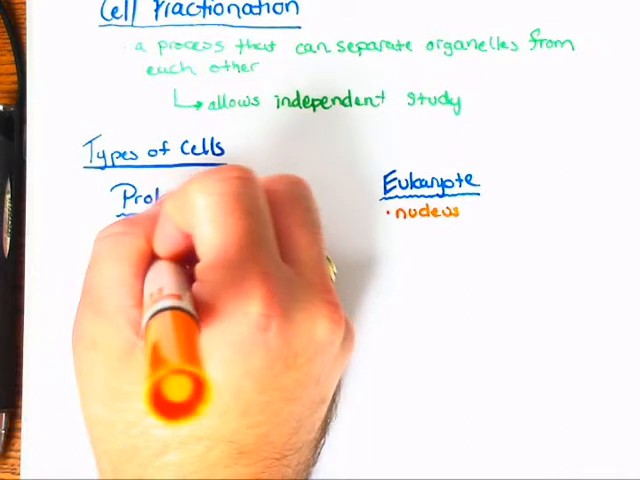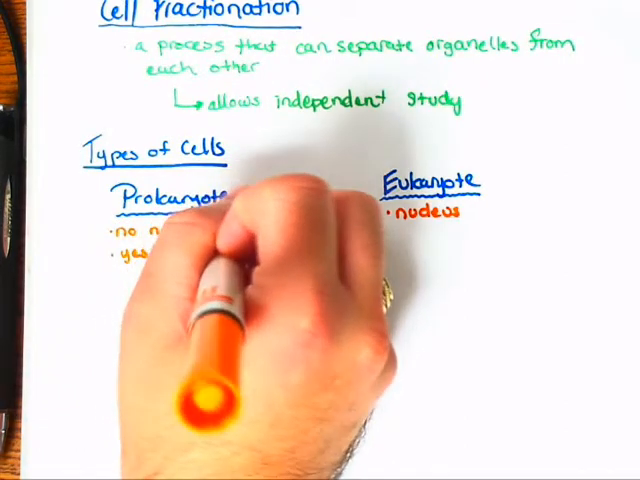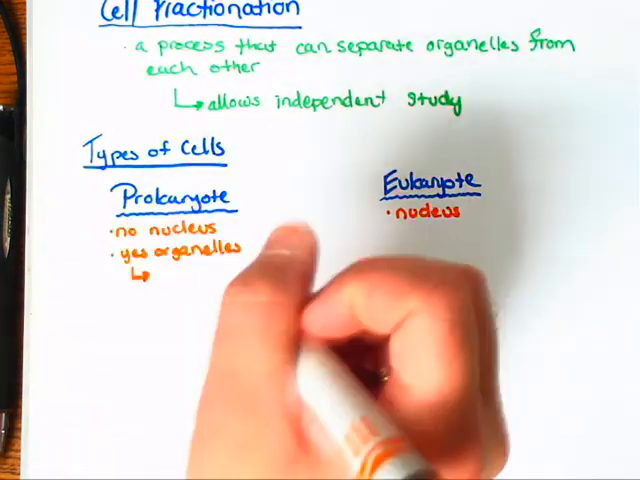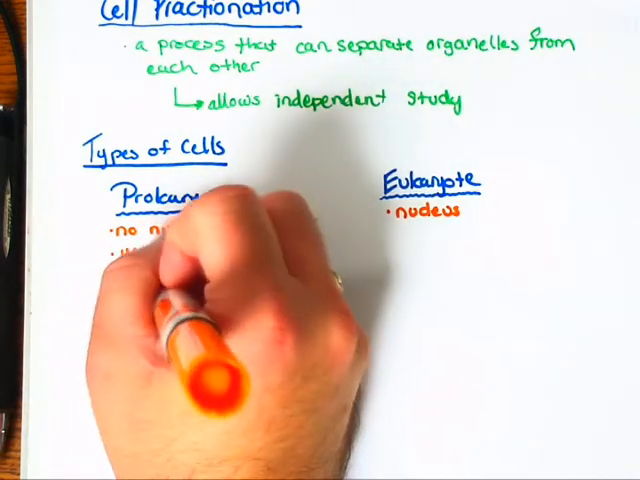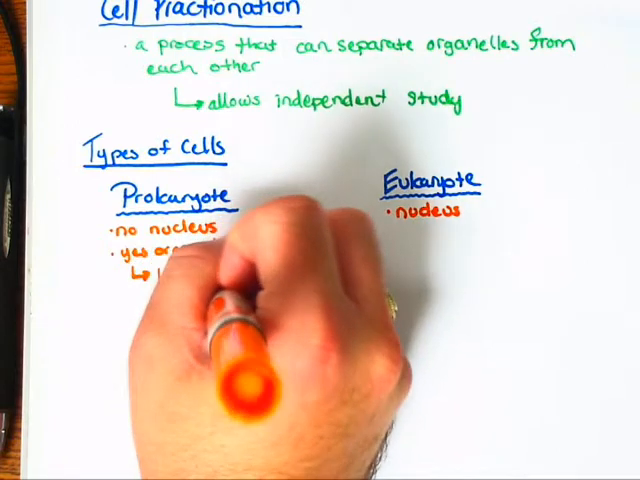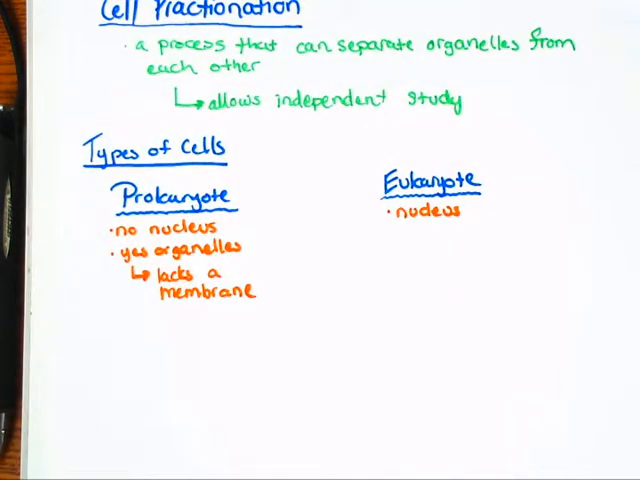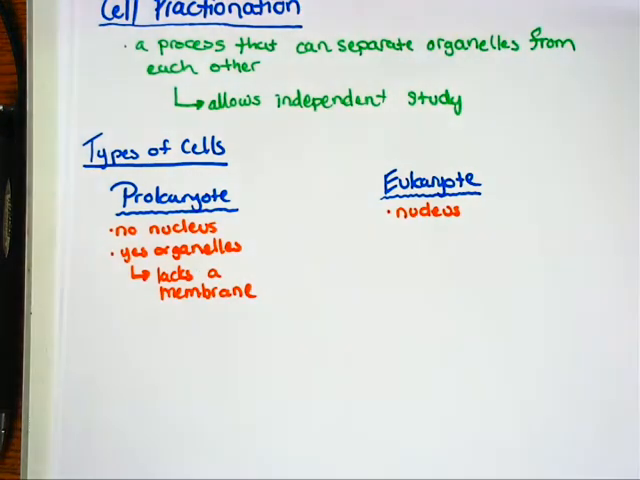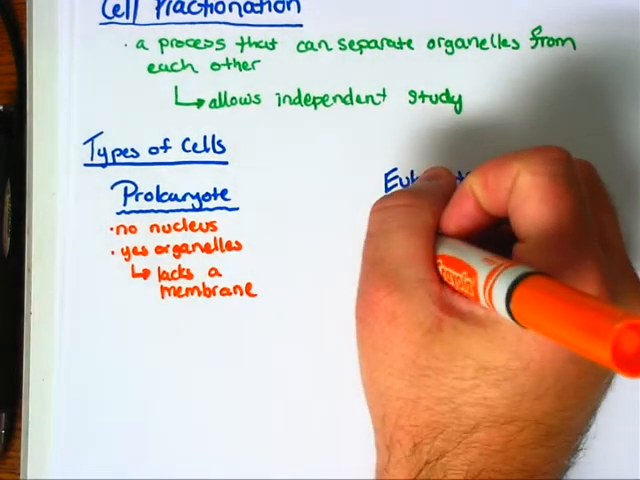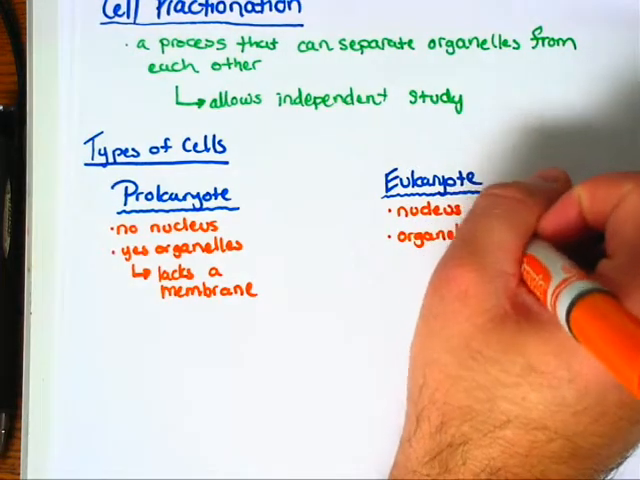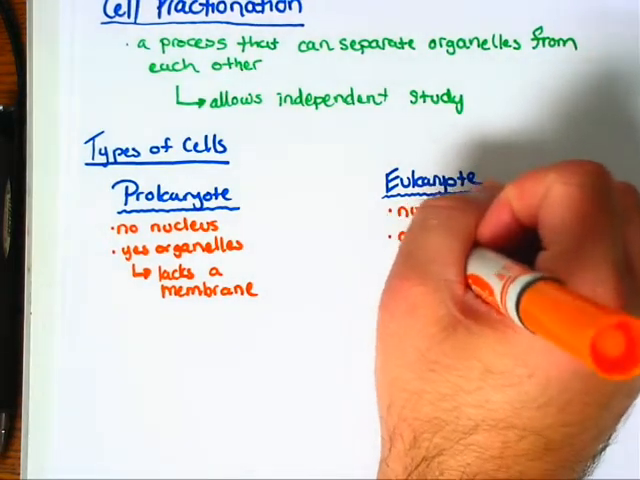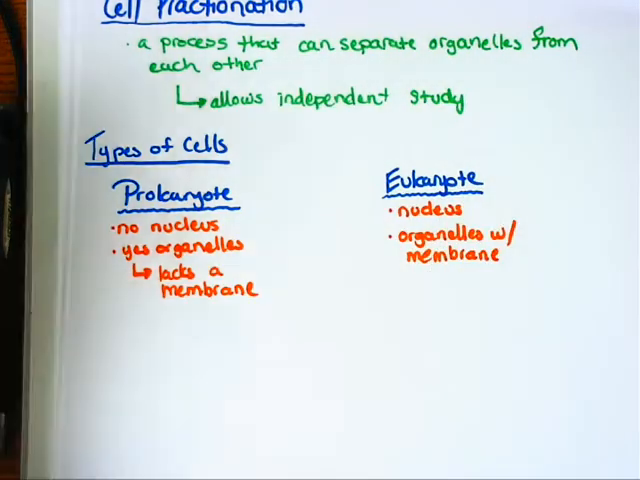So yes, organelles, I'm going to write for prokaryotes. But each of the organelles must lack, or does lack, a membrane, which means that their organelles don't contain an outer barrier. Their organelles are just located pieces of matter. Eukaryotes do have organelles, and a lot of times their organelles do have a membrane, which is pretty cool too.